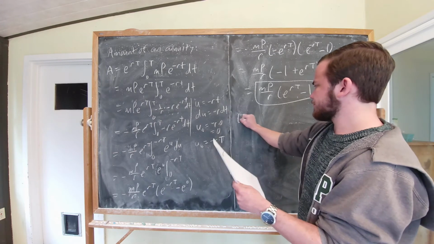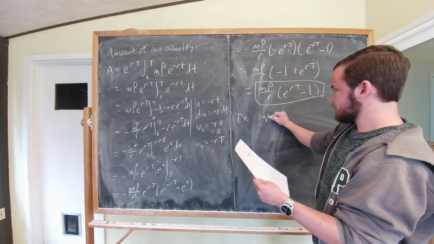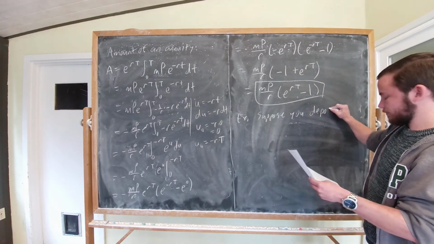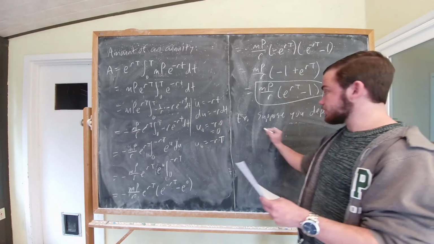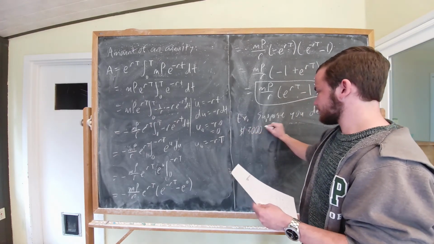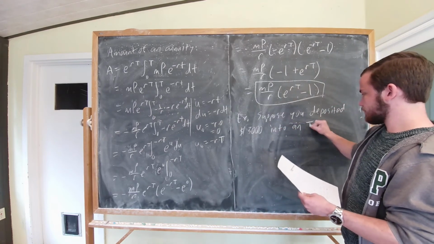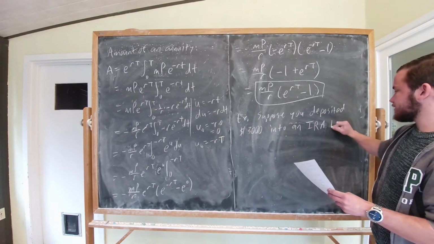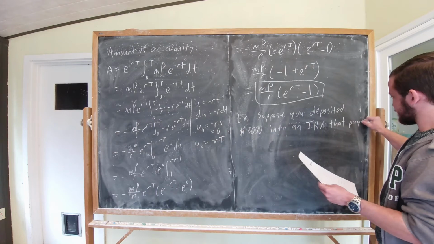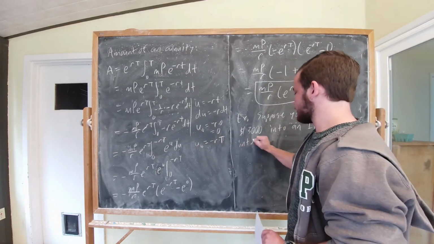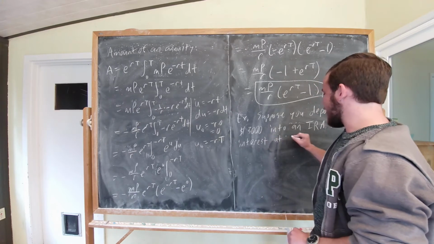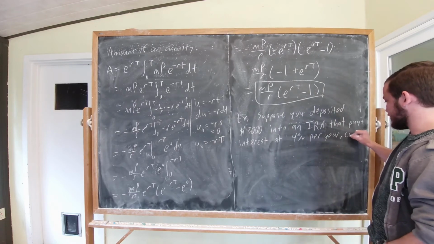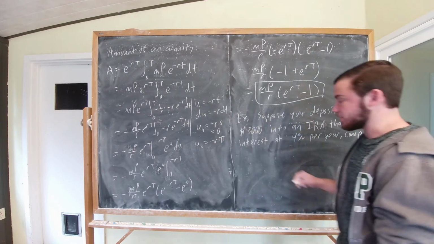So, for an example, let's suppose you deposited $3,000 into an IRA that pays interest at 4% per year, compounded continuously. All interest in this section is compounded continuously.